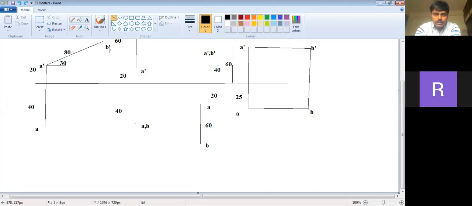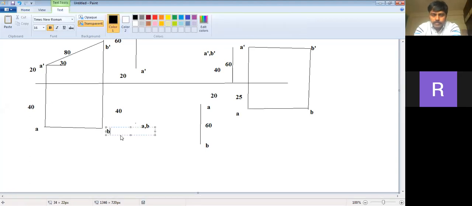See here. How to get a B point? From B dash, always remember, A dash and A are on the same line, and B dash and B are on one line. So I am drawing a perpendicular line like this. From A, draw another horizontal line. Wherever it intersects, I am going to get the B point here like this.